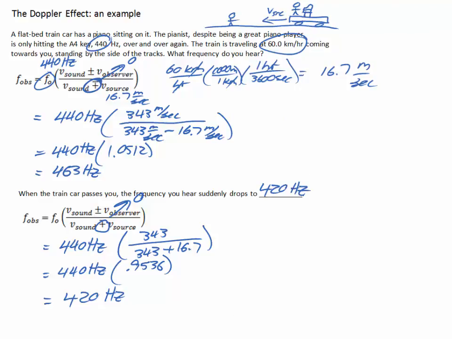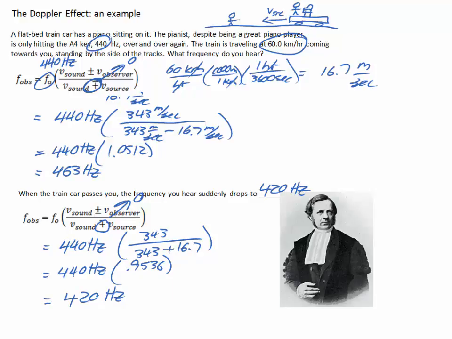Now you may be thinking that this is kind of a hokey example, but this situation was used in 1845 by this guy, Buys Ballot. I'm not sure I'm pronouncing the name right, but he was a Dutch chemist and meteorologist. And he got a train and a flatbed car and a bunch of trumpet players, not a piano, and in 1845 first demonstrated the Doppler effect.